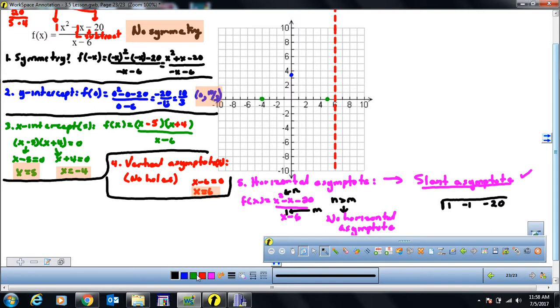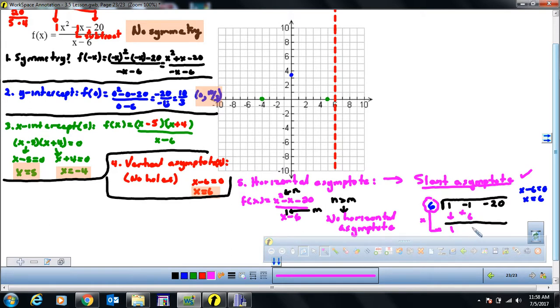For the denominator, remember that I need to set the x minus 6 equal to 0 and solve for x. That gives me x equals 6. I'm going to put the 6 on the outside. If you prefer to use long division, that is completely okay. So, bring the 1 down. Then we multiply: 6 times 1 gives me a 6. Then negative 1 plus 6 is 5. 5 times 6 is 30. Negative 20 plus 30 is 10. And the 10 represents the remainder.